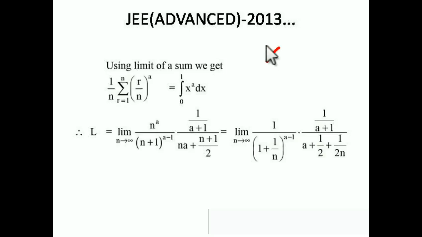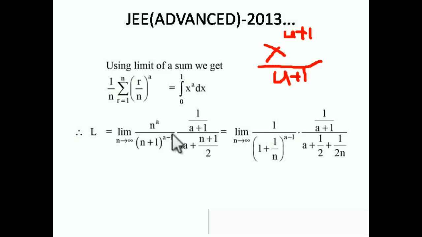The integration of x raised to a is x raised to a plus 1 divided by a plus 1. We all know that this is a very basic thing. X raised to a plus 1 divided by a plus 1. And now upper minus lower. If I put 1, then 1 raised to something, that is 1. So 1 upon a plus 1 minus lower, that is 0. 0 raised to something, that is 0. So it becomes 1 upon a plus 1 here.